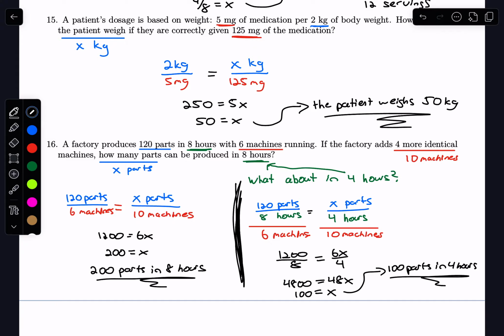Had we wanted to do it a different way, because mind you, there's a lot of ways you could do this one, we could have done it the way we did in part one to get how many parts 10 machines make in 8 hours. We could get 200, and then we could convert 200 parts in 8 hours to blank parts in 4 hours. And when we solve that one, it would give us, again, 100 parts in 4 hours.